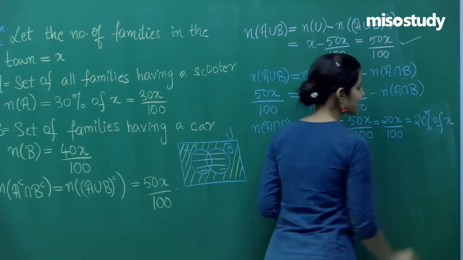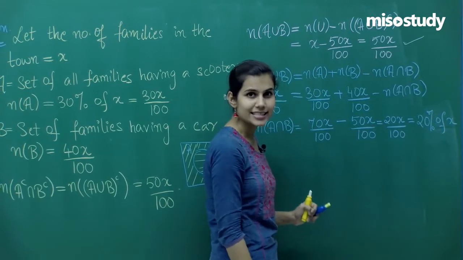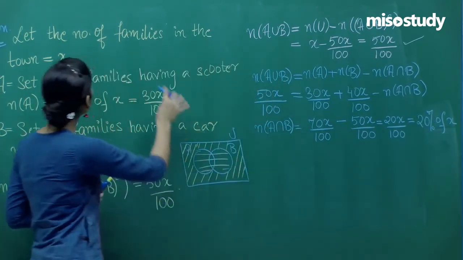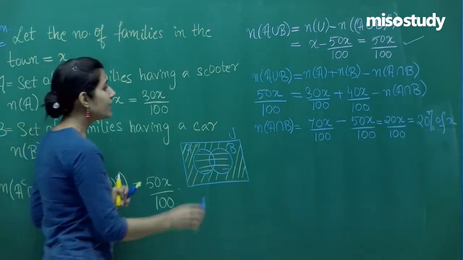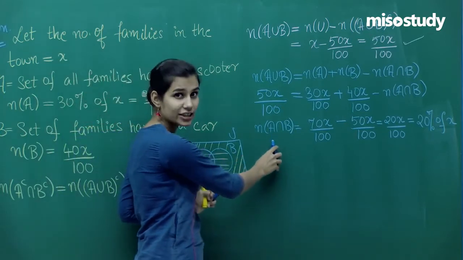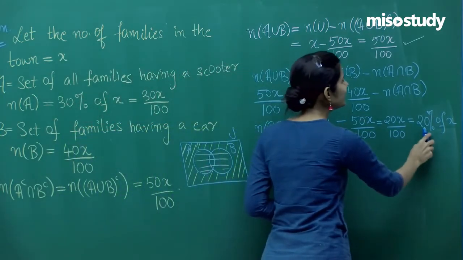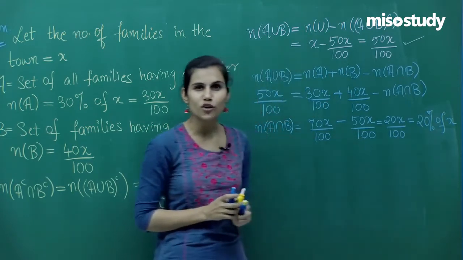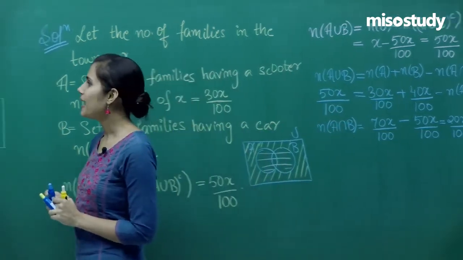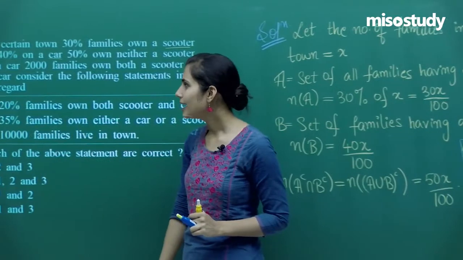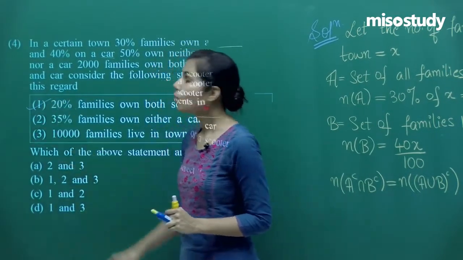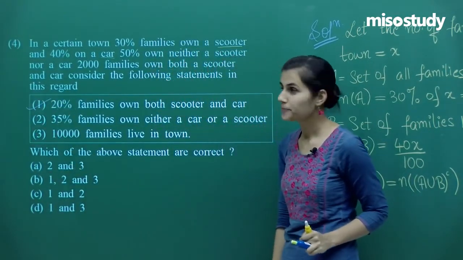of x. But what was x? X is the total number of families, and therefore the number of members in A intersection B is coming out to be 20% of the total number of families. Well, that matches with point number 1, and therefore definitely 1 is a correct option.